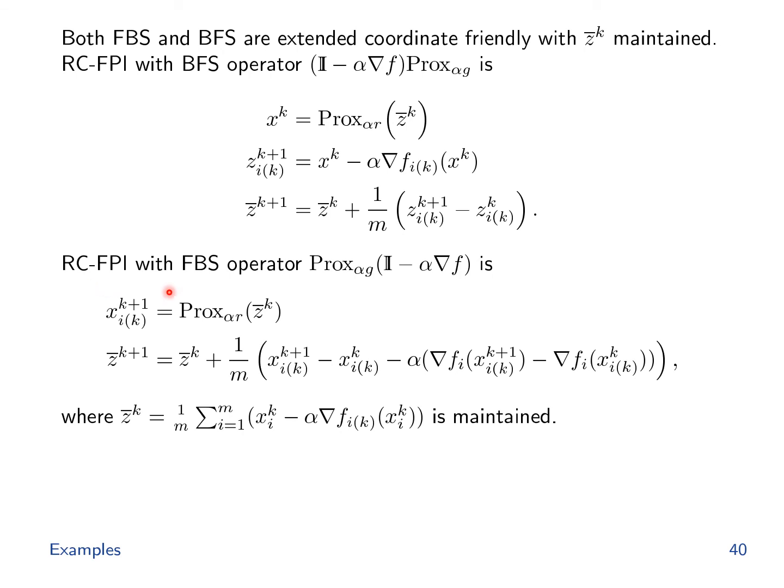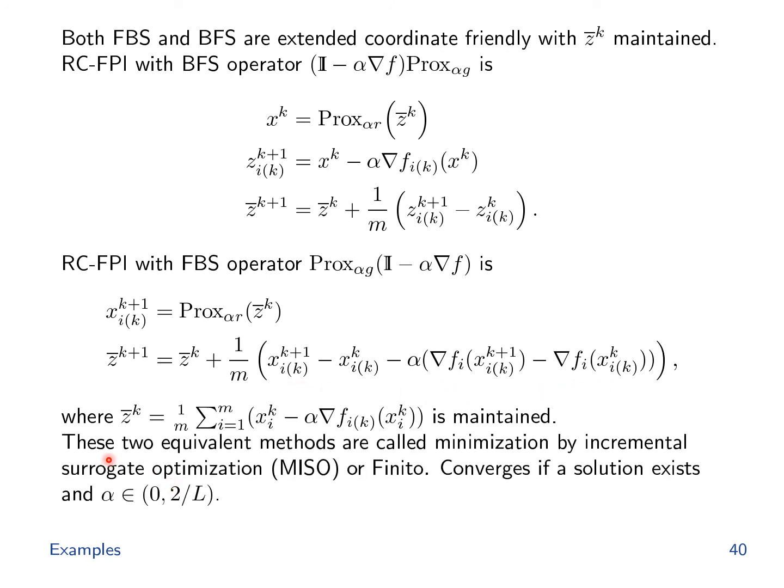In the random coordinate version of forward-backward, we first apply the update to xi, and updating xi requires all the inputs of this part. However, the input is maintained as the average of the yi's, and to update the average, we account for the difference in the yi's. The two iterations are equivalent.